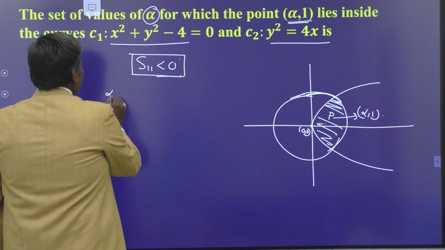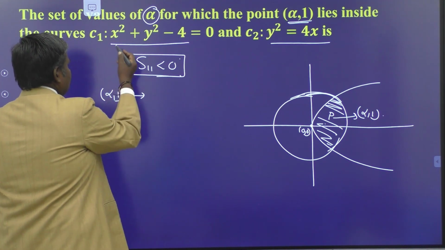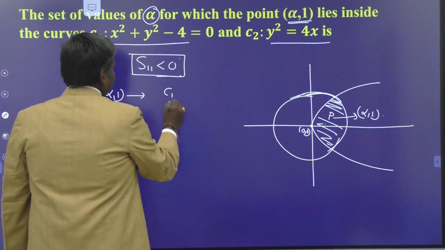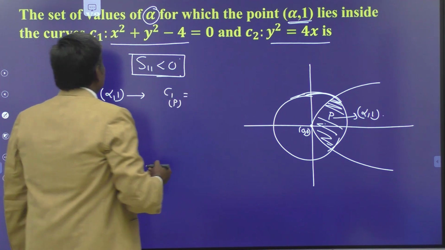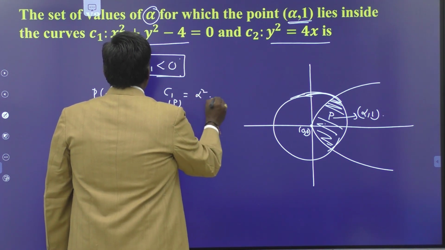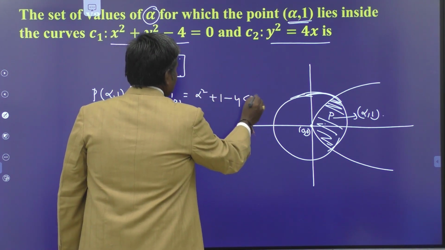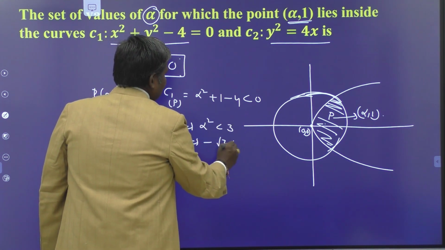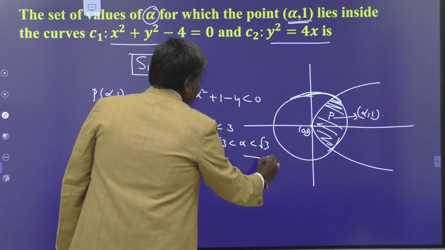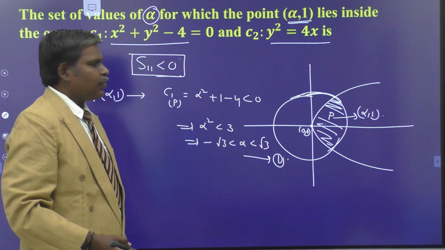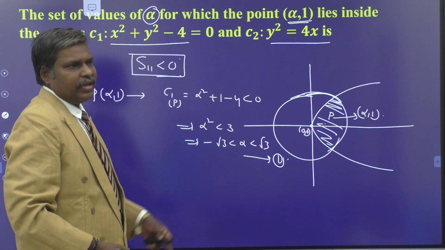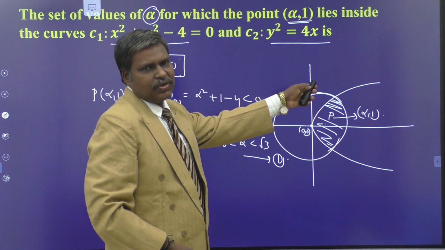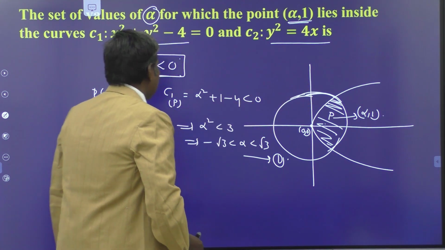So substitute alpha comma 1 in the first curve C1. That is C1 at P, which is alpha square plus 1 minus 4, less than 0. This implies alpha square less than 3, which implies minus root 3 less than alpha less than root 3. This is condition 1. By substituting the point itself, we get a negative value because the point is inside the curve. For inside, S11 less than 0; outside, S11 greater than 0; on the curve, S11 equal to 0.